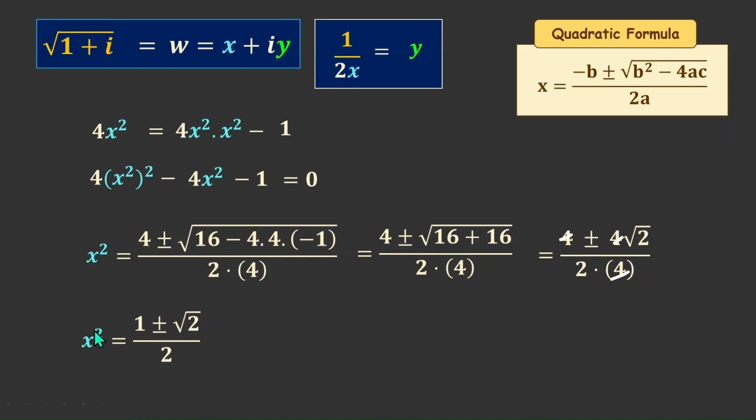So this is the value of x squared. Now understand here the left hand side is positive because this is x squared.